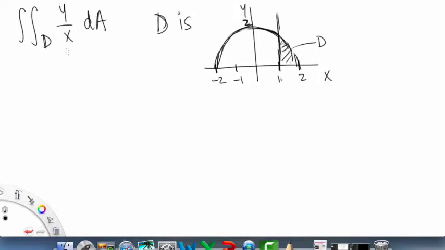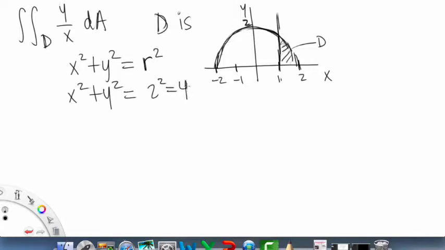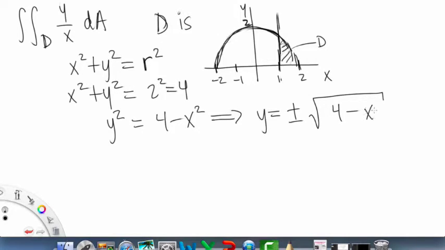Given this, we know that the equation of a circle is x squared plus y squared equals r squared. Knowing this, our radius for this circle is 2. So if we plug that in, we get x squared plus y squared equals 2 squared, which is 4. If we solve for y, we get that y squared equals 4 minus x squared, and thus y equals positive or negative square root of 4 minus x squared.